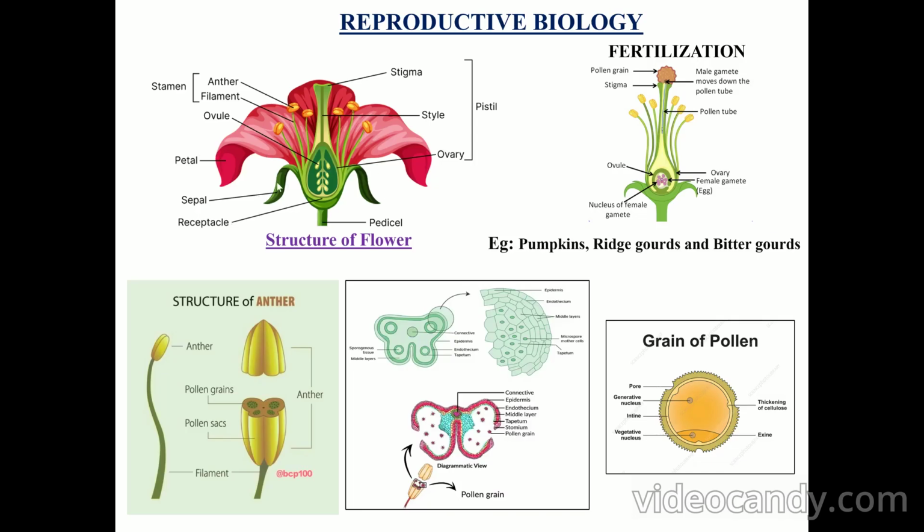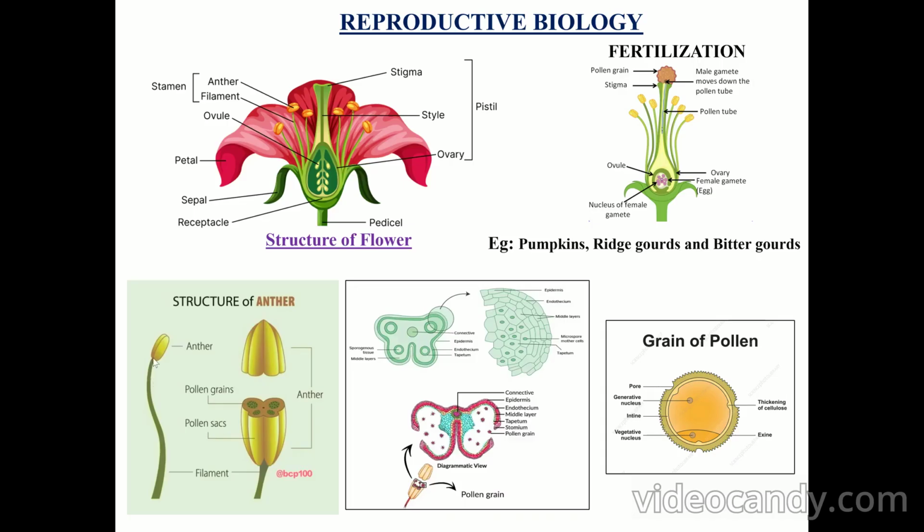You can see sepals are usually green in color. Petals are very colorful. The individual units of the sepals are called the calyx, whereas the individual units of the petals make up the corolla. Okay, let's see what is the structure of the anther.